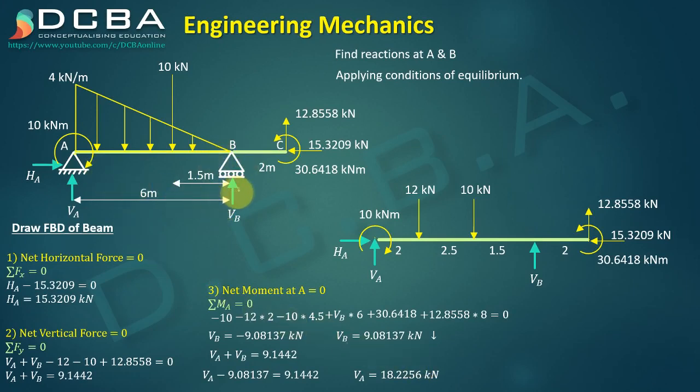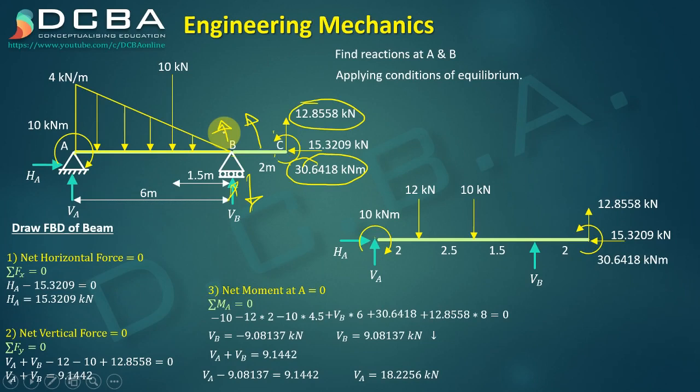Now let us understand why we got VB as a downward reaction. It is predominantly because of this moment and due to this force. See, this moment is a very high moment. It is 30.6418 kilonewton meter, and again 12.858 kilonewton multiplied by 2. You see that both of them are trying to cause an anti-clockwise moment, or both of them are trying to take this part of the beam upwards like this. So this point B is actually trying to go upwards, and this roller support is trying to pull it downwards. That is the reason it is giving it a downward reaction. Because point B tries to go up, your support will not allow it to go up because there is no movement.